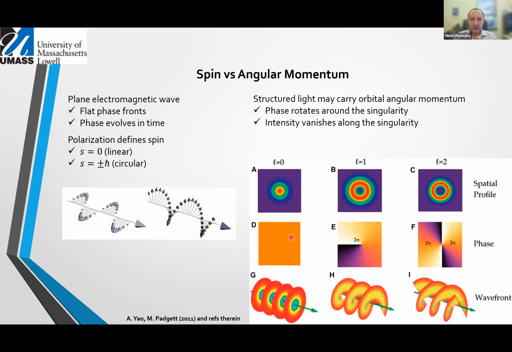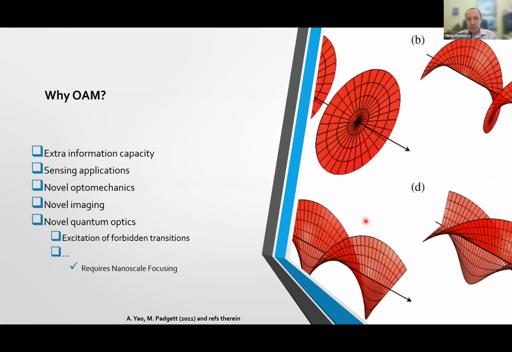The key point here, and I will show it later on, is that at the singularity, your phase is not defined, and therefore the amplitude of light should be 0. And that presents a key challenge to focusing these sorts of beams towards the nanoscale. So why would you want these beams, and why would you want to focus them towards the nanoscale?